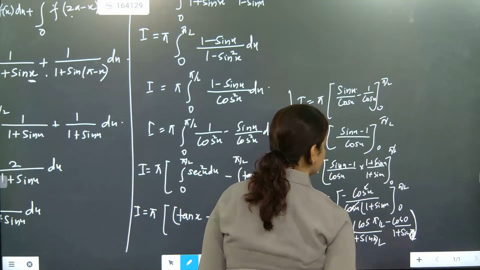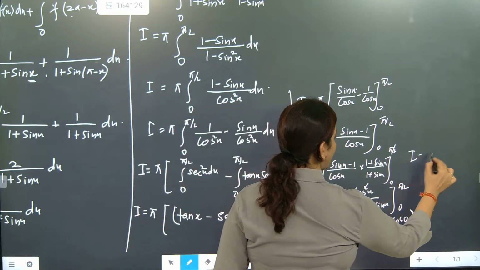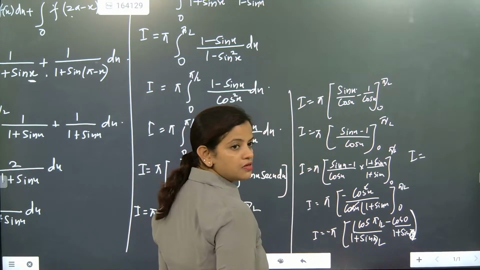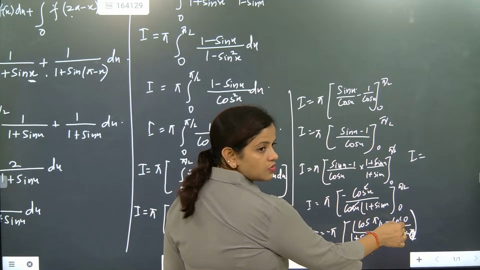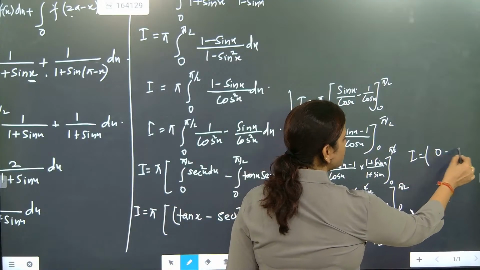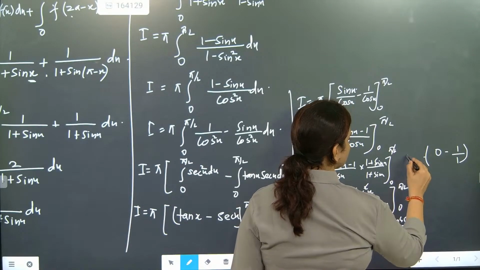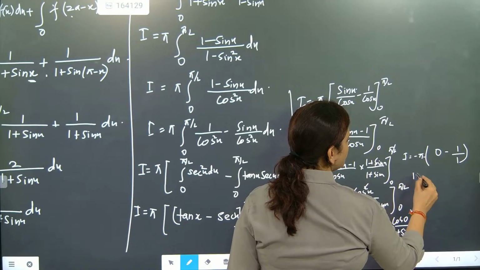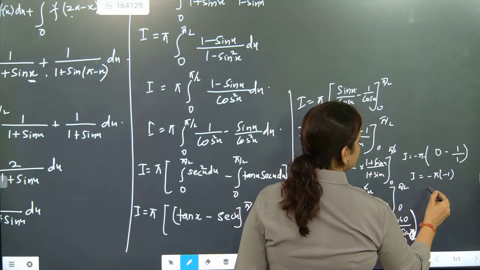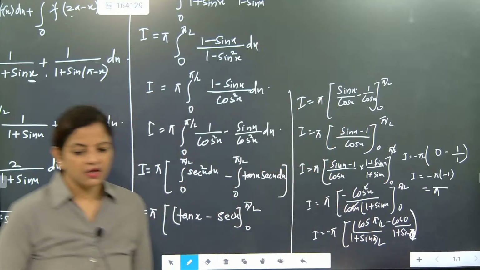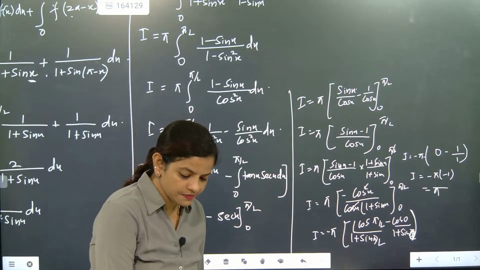So here this section will be solved as I is equal to cos pi by 2, which is 0. So this total answer will become 0. Cos pi value is minus 1. So this section will become 0 minus 1 by 1, and outside is I is equal to minus pi. So I is equal to minus pi into minus 1, so it is coming as pi. For this pi, we did this much. I is integral.